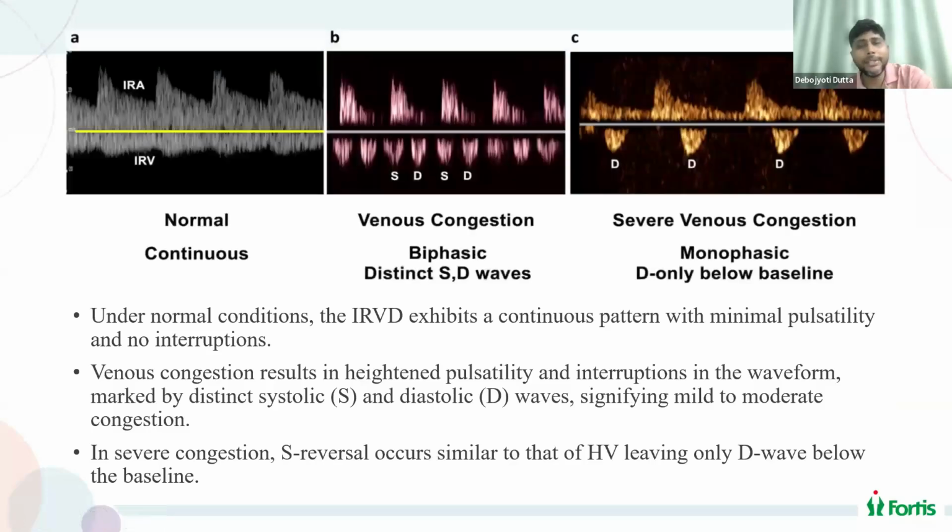Again, the same principle. When there is congestion, the venous waveform flow will be interrupted. It looks pulsatile. So when there is mild congestion, we'll get a biphasic wave, like S and D waves interrupted in between, and in severe congestion there will be a completely monophasic, D wave only.